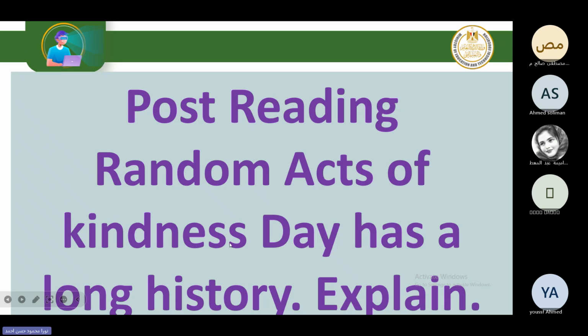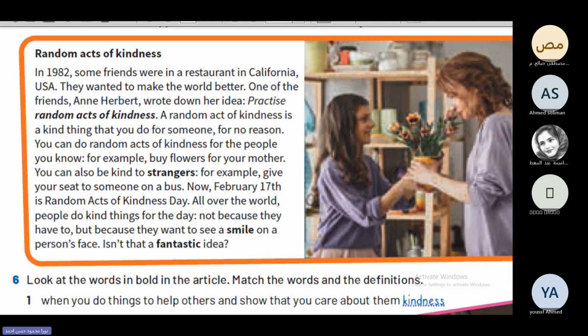Random Acts of Kindness Day has a long history. We agreed while we were reading that it has a long history. So do you remember exactly when it started? Let's get back to the reading and decide. Yes, it started exactly in 1982 when some friends were in the restaurant in California, remember? And they wanted to make the world better. And one of the friends, Anne Herbert, wrote down her ideas, and here it started: practice random acts of kindness, right?